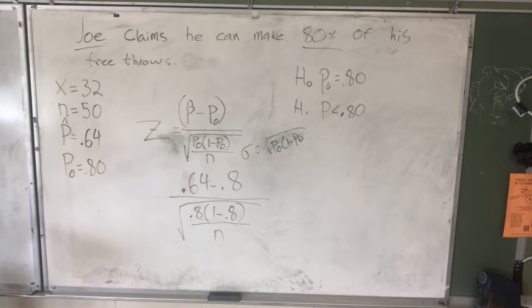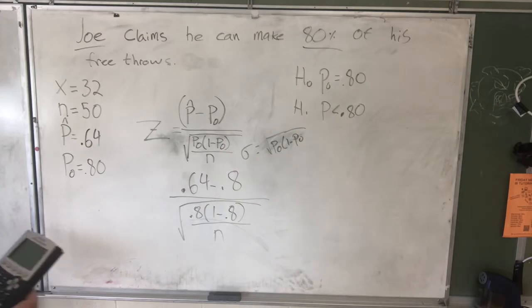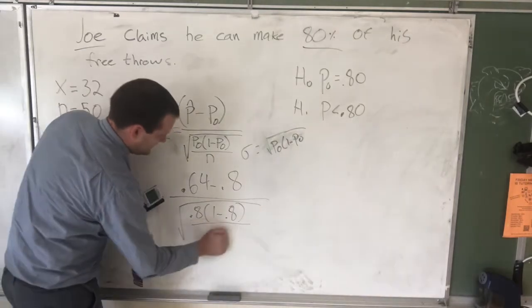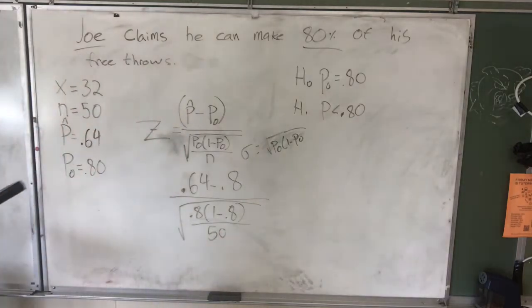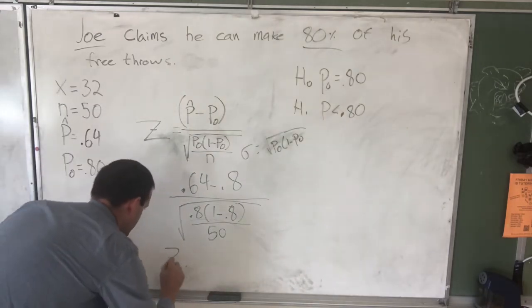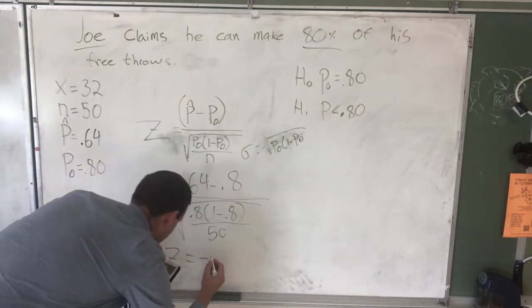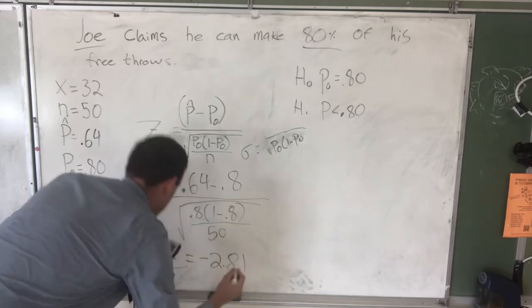We've got 0.64 minus 0.8, gives you a negative number. Then we're going to divide that by the square root of 0.8, 0.1 minus 0.8, divided by 50. This should be 50. And I got a z-score of negative 2.83.